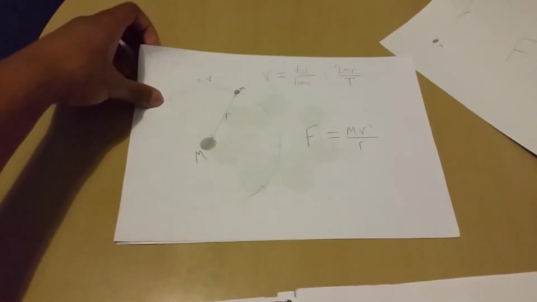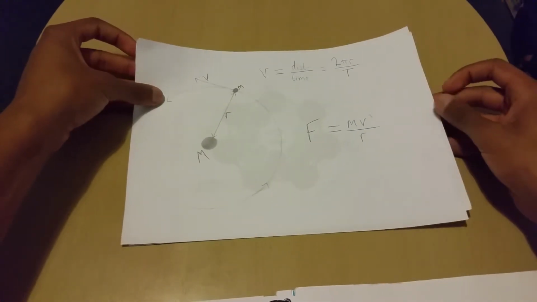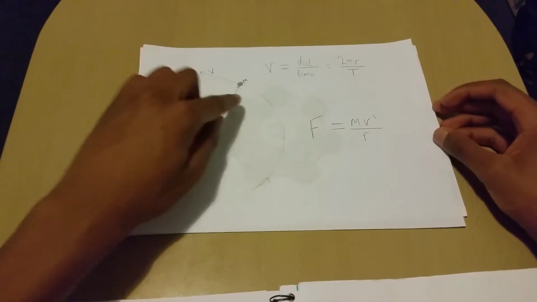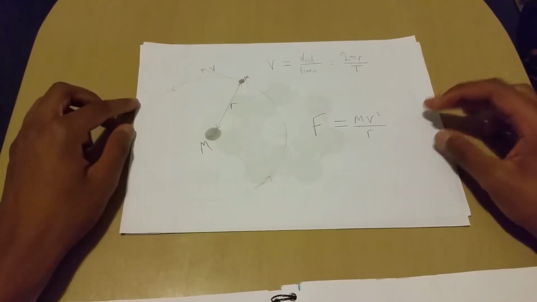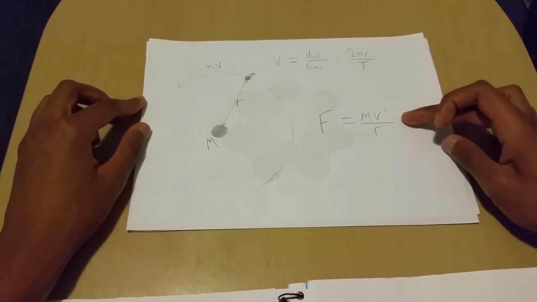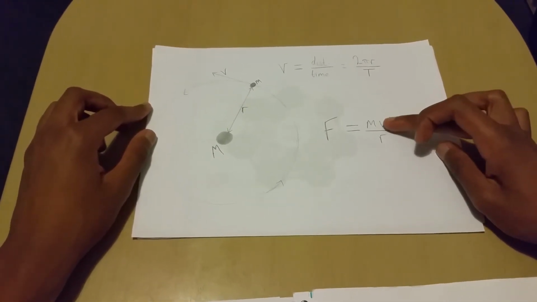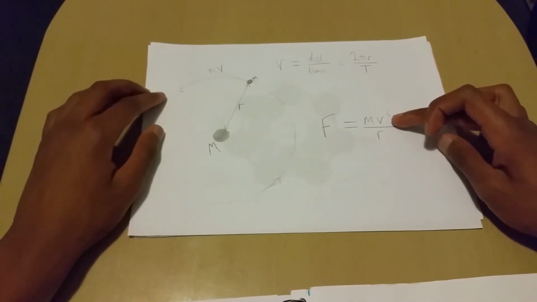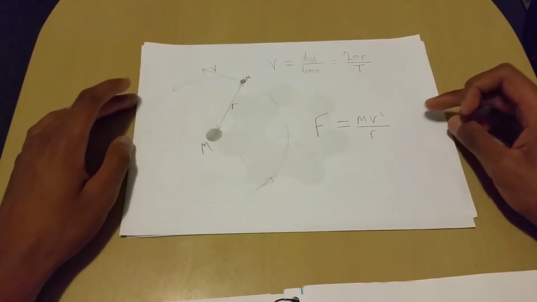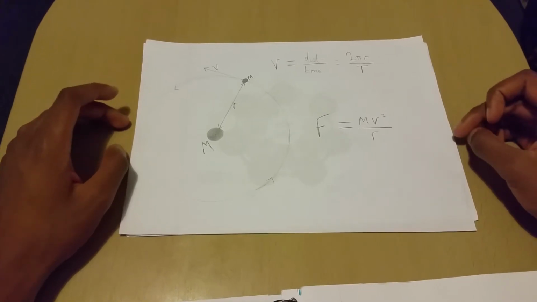Next, for an object travelling in a circle, the force it experiences that keeps it travelling in a circle rather than flying straight off is known as the centripetal force, and is given by the following equation, where m is the mass of the object, v is its velocity, and r is the radius of the circle it exhibits.